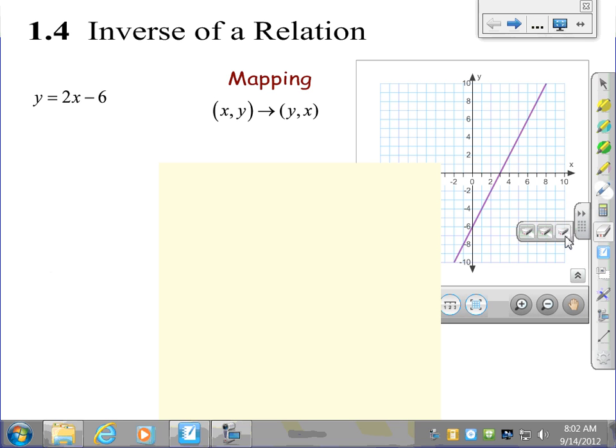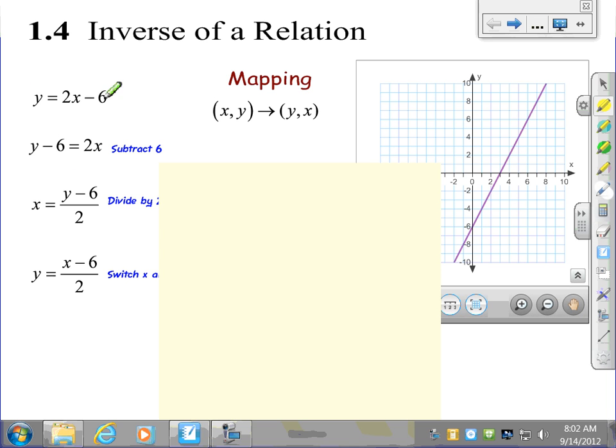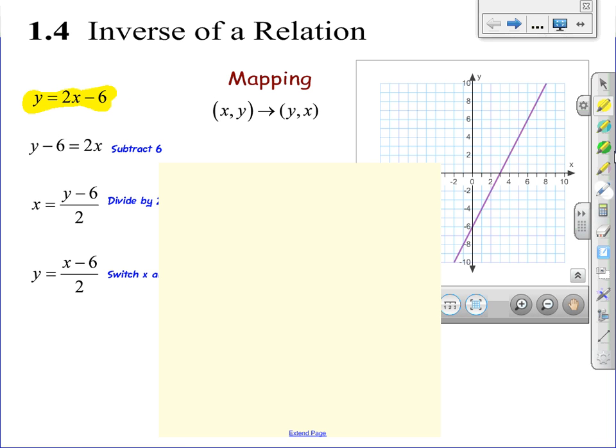So the first thing that we're going to do is move 6 to the other side, and then divide both sides by 2. And then the last step, to make this the equation of the inverse, we switch x and y around. So we have a new equation with y equals, and it's the inverse of our original function. So this was our original, and now we have an inverse.